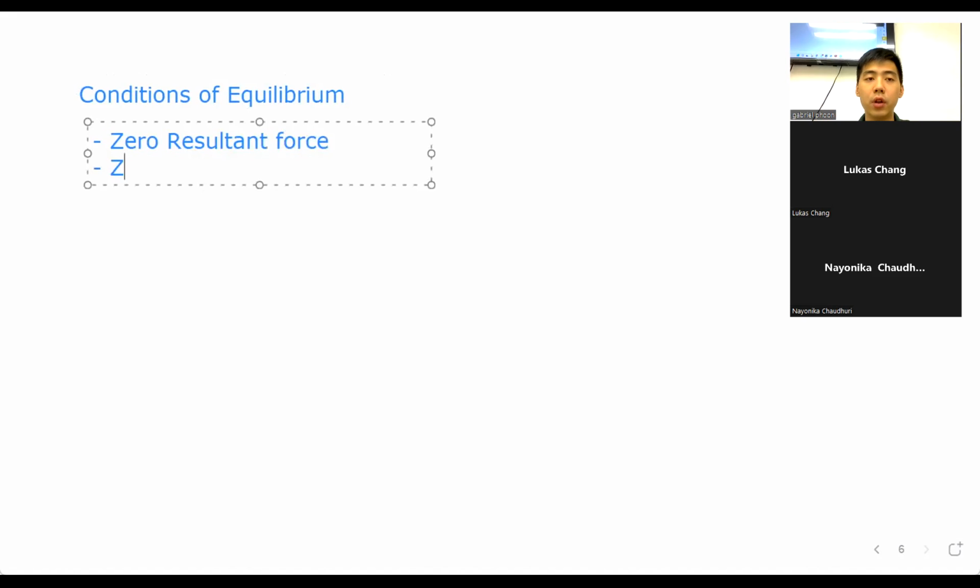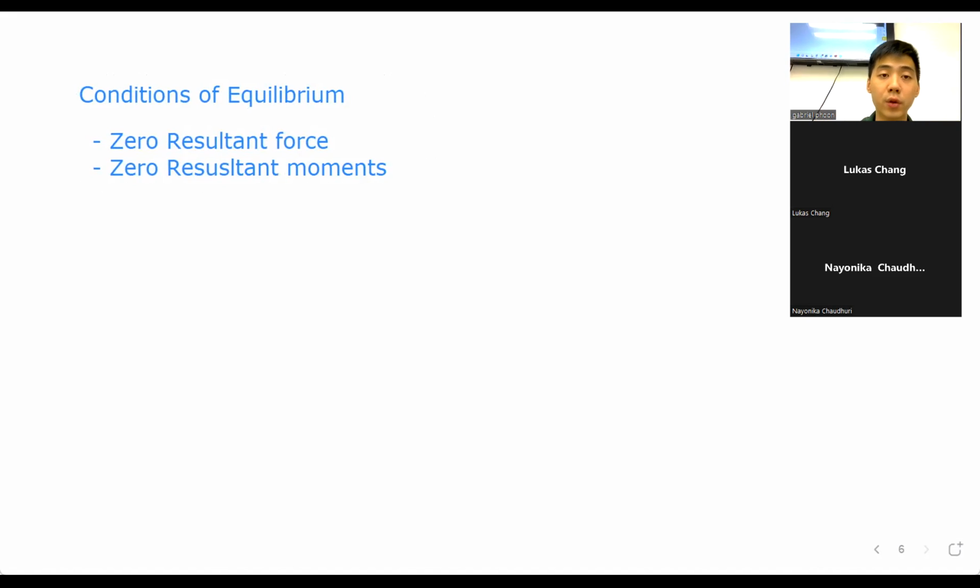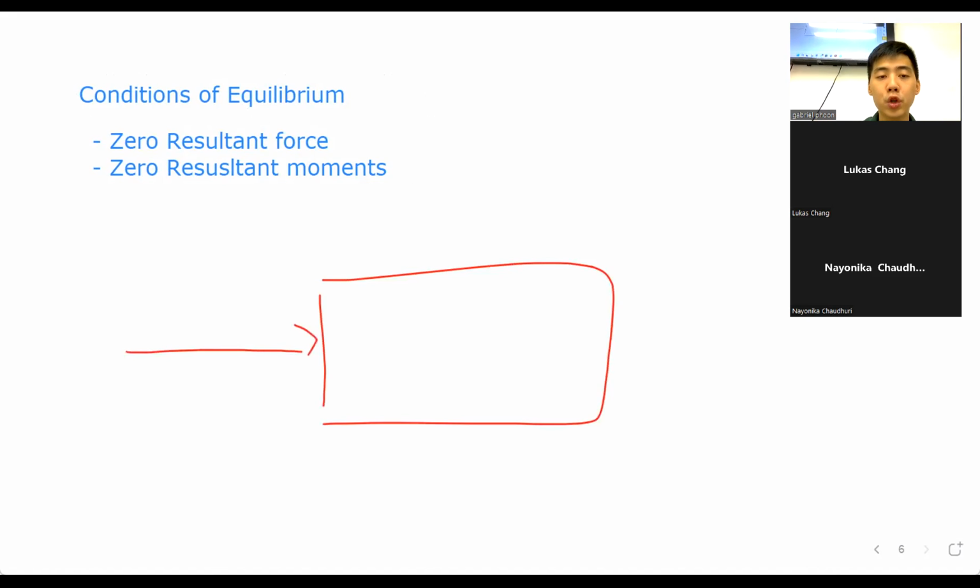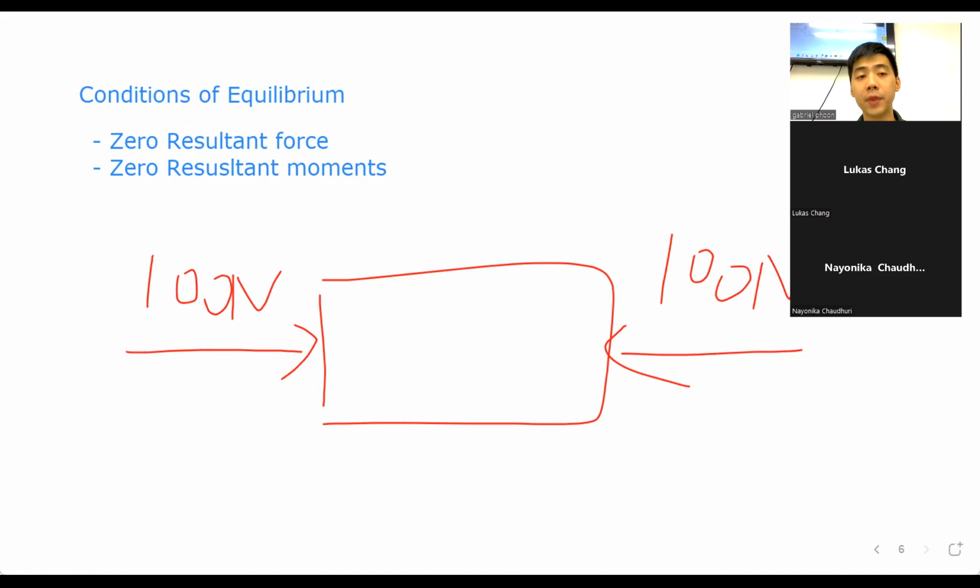The second condition is for it to have 0 resultant moments. Zero resultant forces is very straightforward. Let's imagine I have an object here, being pushed by 100 newtons here, and then this thing is being pushed by another 100 newtons here. Obviously this one has 0 resultant forces, so this would be in equilibrium.